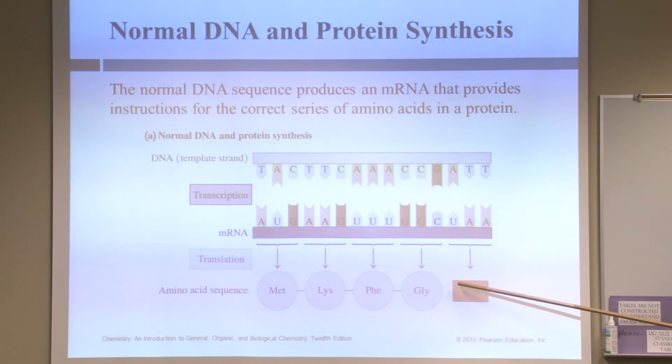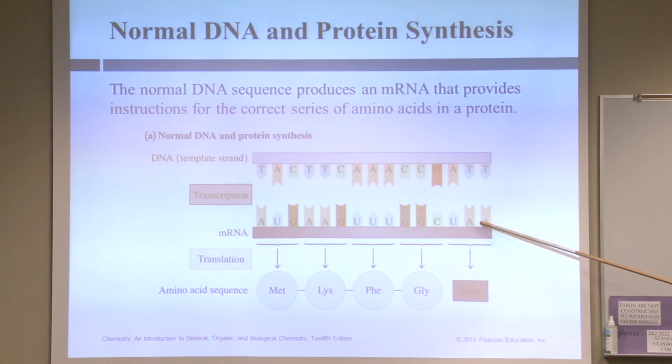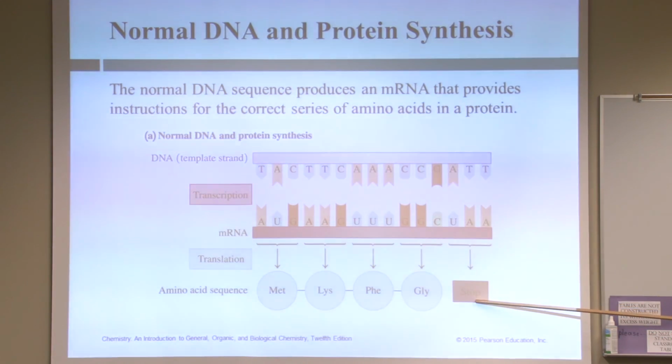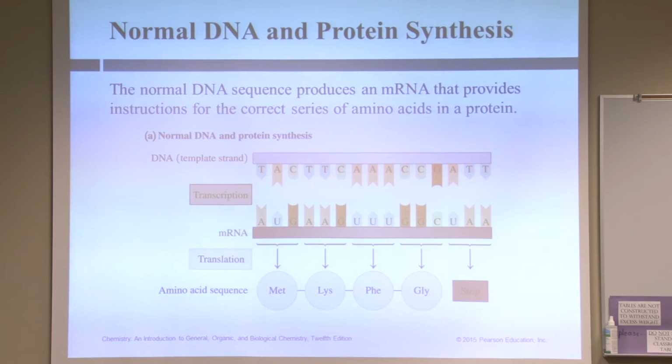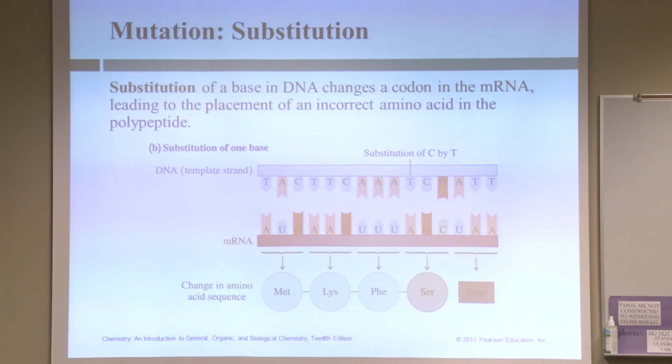So this is how it proceeds till it comes here. This is the stop codon. So this is the amino acid sequence. Now this is a normal process of protein synthesis.